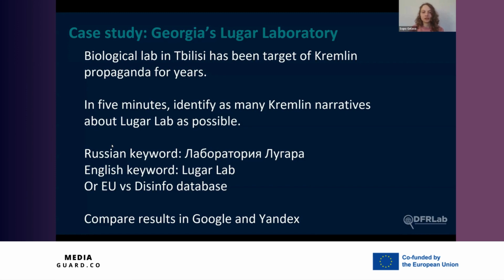I'll copy these Russian keywords and English keywords in the chat as well. I'm not sure how many of you can work with Russian text, but if you can, or even if you can't, I'll copy the keywords. And in 5 minutes, please identify as many narratives about the Lugar Lab in English or Russian sources as possible. My ask is also to compare results in the Google search engine and the Yandex search engine. Take the English keyword, not the Russian one, to have a more consistent and similar approach. So in Google, type Lugar Lab, and then in Yandex, type Lugar Lab, and let's compare the results. Also put in the chat all the narratives you find about the Lugar Lab.